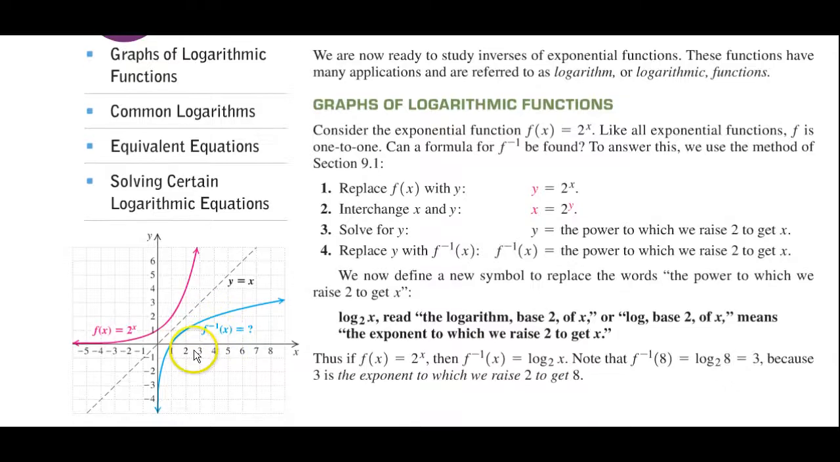In fact, this is the graph of the inverse function, with your axis of symmetry being y equals x. And if you fold this diagram along this line, this line would be a reflection. That is, the image would overlap.